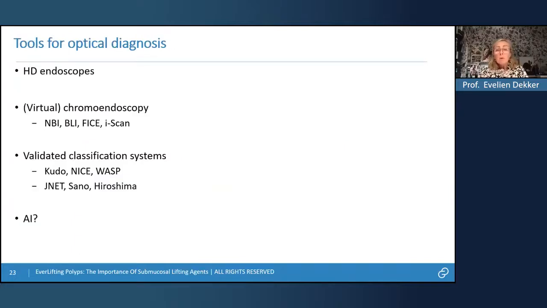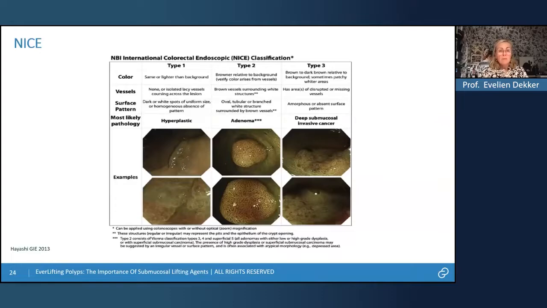So how can we do that? Well, we use our high definition endoscopes. Then we always use our option of virtual chromoendoscopy. That's actually on almost every endoscope now. And then we use our classification systems, the CUDO, the NICE, the WASP. And then if there is a potential of submucosal invasion, the JNet or the Sano or the Hiroshima. And lastly, of course, AI is one of the possibilities that might help you in assessing the polyp.